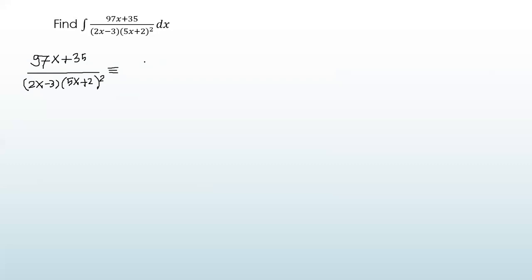based on the partial fraction rule, it's going to be a over 2x minus 3, plus b over 5x plus 2, plus c over (5x plus 2) squared.